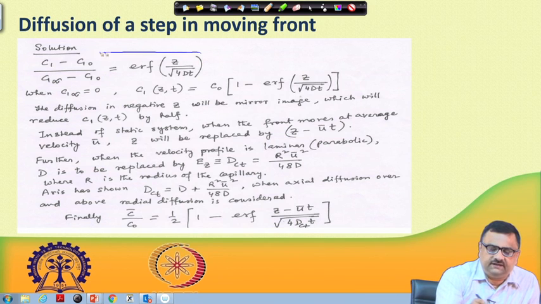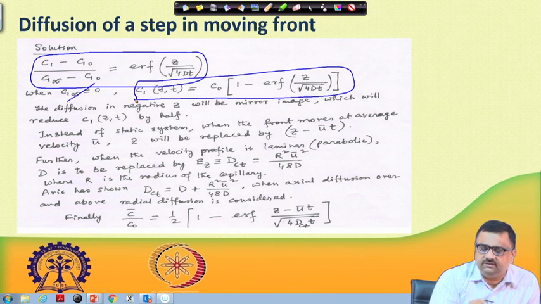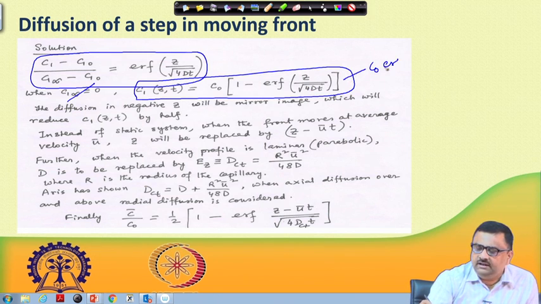This was the equation for a static system, and we said that when C1 infinity can be set to 0, then this would be the governing equation. C1 as a function of z and time can be given as this into 1 minus error function. And what is this error function? Generally, it is customary to write this as C0 into the complementary error function, since it is 1 minus something, that is erfc of z divided by square root of 4Dt.